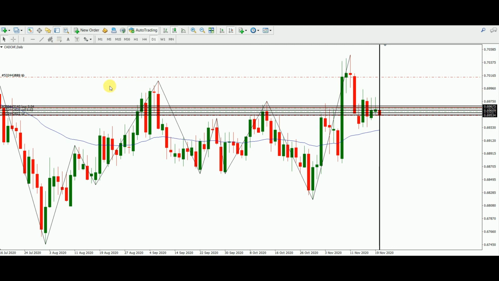Okay guys, so I guess that's it. I think you have the idea now of how to find the symmetrical triangle and how to trade it. So practice in the demo account, practice every time, learn from your mistakes, and that's it.